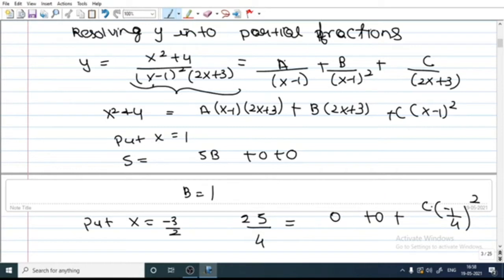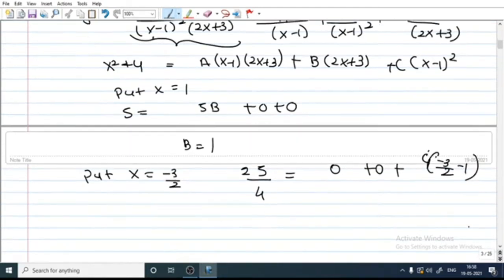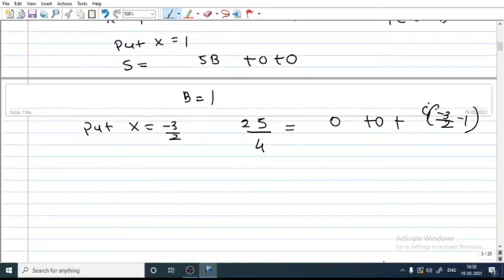We have made a small mistake here, we have to correct it. I should have gone in steps. Okay, we will go with steps now. So here it will be minus 3 by 2 minus 1, and here it is 25 by 4, and here it is the whole square. So what we have here is minus 3 minus 2 upon 2, the whole square.